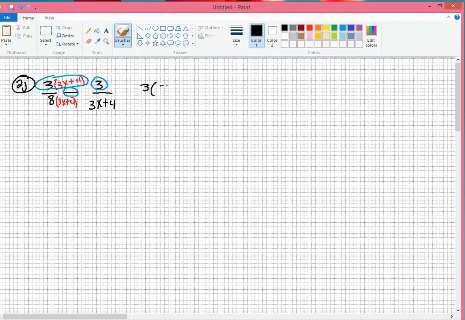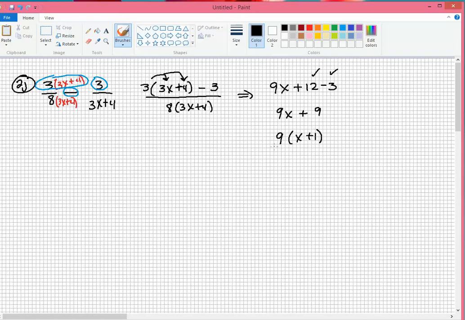So it's going to be 3 times 3x plus 4 minus 3 over 8 times 3x plus 4. Let's see. The numerator is going to be 9x plus 12 minus 3. It's like terms, so that's 9x plus 9, which is 9 times x plus 1 if you factor it out, over 8, 3x plus 4.